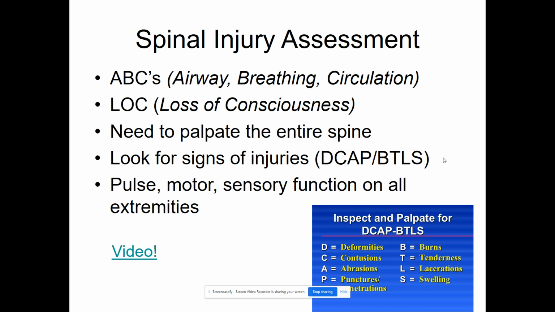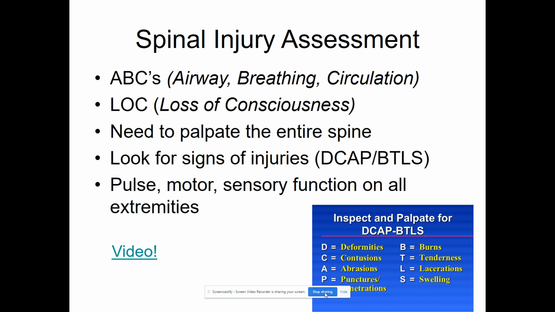You can look for signs of injuries. There's this acronym here, and I have this for you on your notes, so you don't have to write anything down, but this is what that stands for. You could look for any deformities, contusions, abrasions, which are scrapes, punctures and penetrations, burns, tenderness, lacerations or cuts, or swelling. So these are all things that you can look for if somebody's injured, and then you would note those things. And again, you could check pulse, you could check motor and sensory functions on all the extremities.